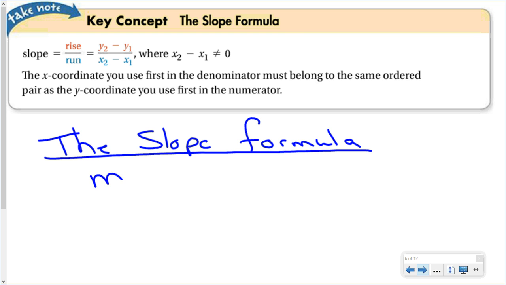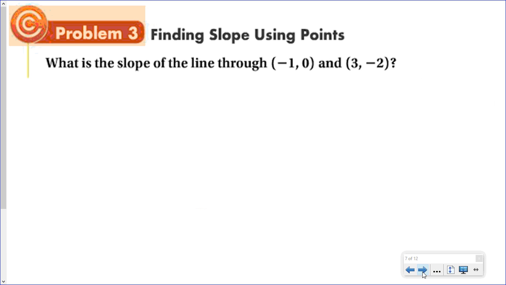And I'm going to put m equals, because m represents slope, y2 minus y1 over x2 minus x1. This is just something that has to be memorized, and the sooner you memorize it, the easier these will go. All right, let me show you how it works. This one goes into your notes.